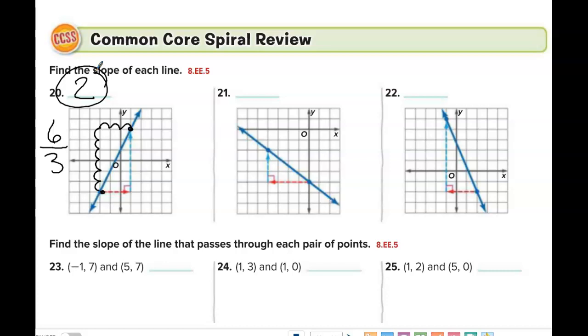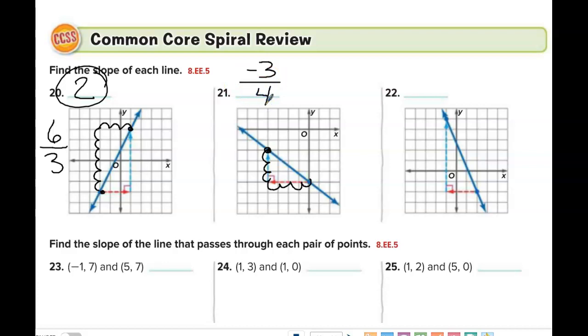Okay, on this one, if I start here, how many do I rise to get to the next point? 3. Negative 3, I'm going down 3. And then how many do I run? 4. So it's a negative 3/4.